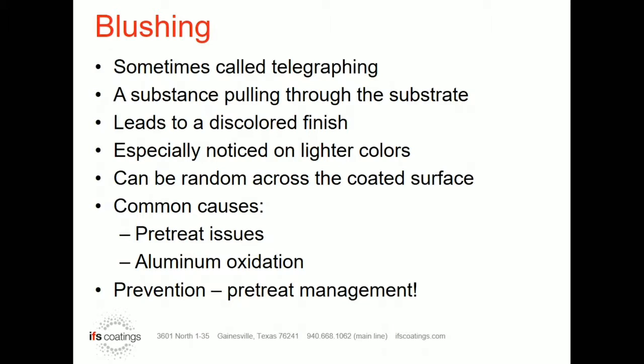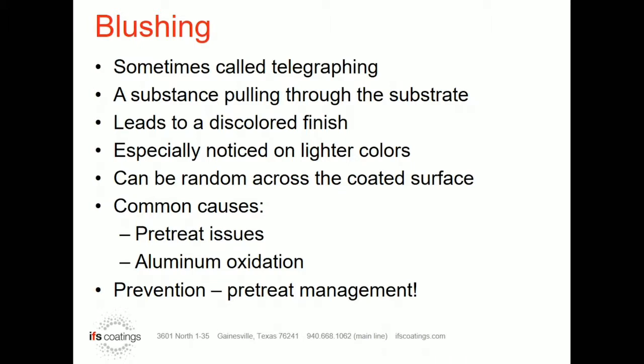It can be pretty random. You might notice one spot where the coating looks perfectly fine, and then you'll have another area where there's blushing or telegraphing. It can be caused by a number of factors, the most common being improper or poor pretreatment. If you think about it, this makes sense. Anything on the surface, from the ink of a marker to the residue left behind from stickers and stamps, can telegraph through the coating, and then of course that makes the coating itself look bad.